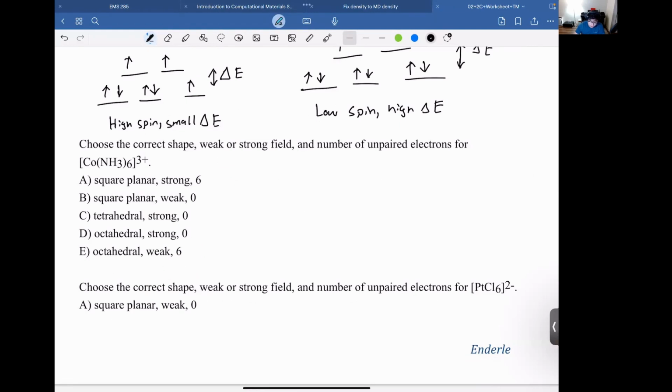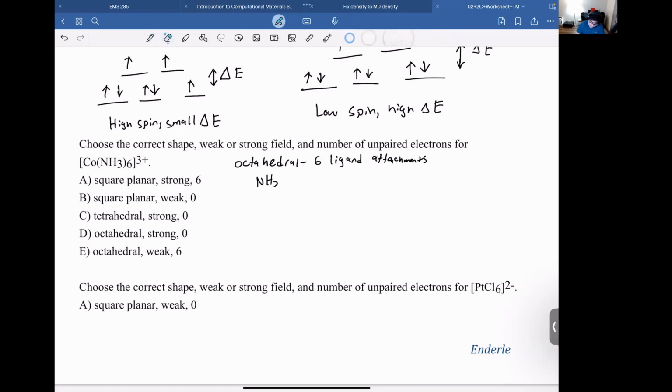For this problem, it says choose the correct shape, weak or strong field, number of unpaired electrons. So we have 6 ligands. So this is going to be an octahedral shape, or I should be more specific here. There's 6 ligand attachments or bonds. Because we have 6 monodentates here, all of the amines, we know it's going to be octahedral.